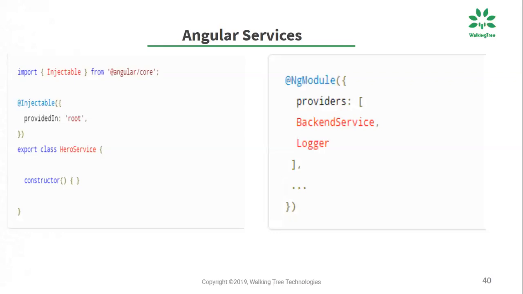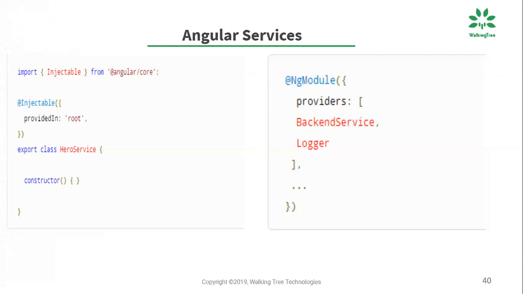We can see that I have created a hero service with the injectable annotation. With the injectable annotation we are creating metadata here, provided in root, and platform is another thing. So if we give provided in as root, it will be scoped to the module level. Means all the components in that module can use that service, and the service instance will be maintained through the entire life cycle of that module.